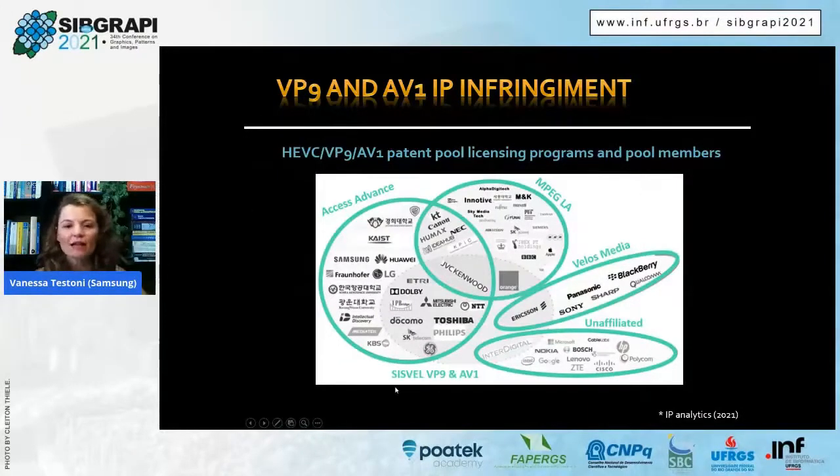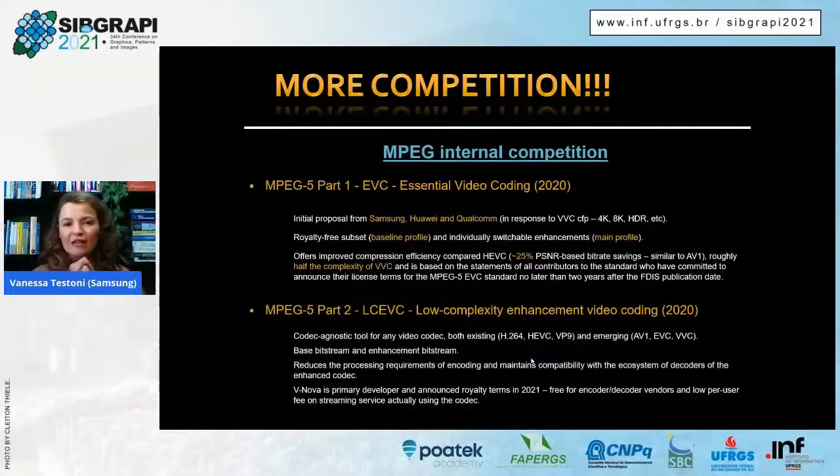So here we have the latest picture for the mess of the HEVC, now including these patents that those companies claim have been infringed. So those are the patents from the HEVC that those companies say they are also related with what AV1 did, right? So this is the current situation for all of those technologies. But this is not enough. There is more competition, internal competition at Mpeg, right? So this is something very interesting that happened.